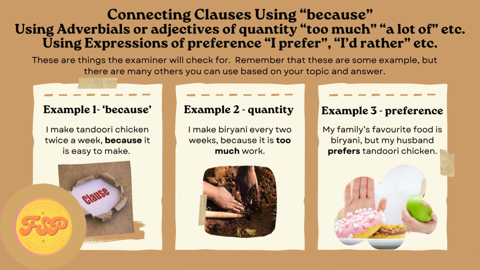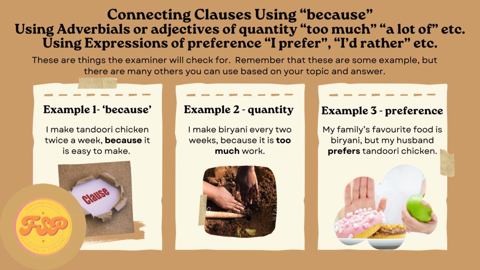The aim of this slide is to help you prepare for the test. It gives you examples of things that you need to use in the test. Now, the first example here is connecting clauses using the word "because." So, an example of that is, "I make tandoori chicken twice a week because it is easy to make."